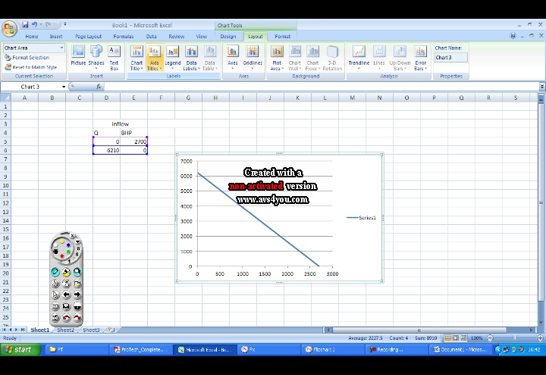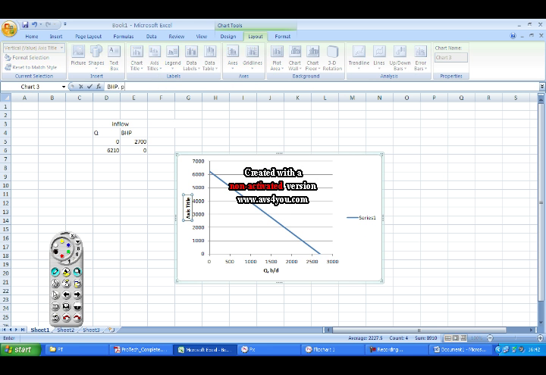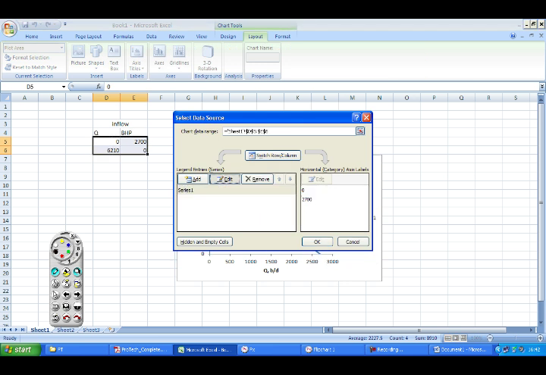Now let me title the axes. This is my rate in barrels per day, and the vertical axis is my BHP in psi. This curve is called inflow performance relationship, or IPR.